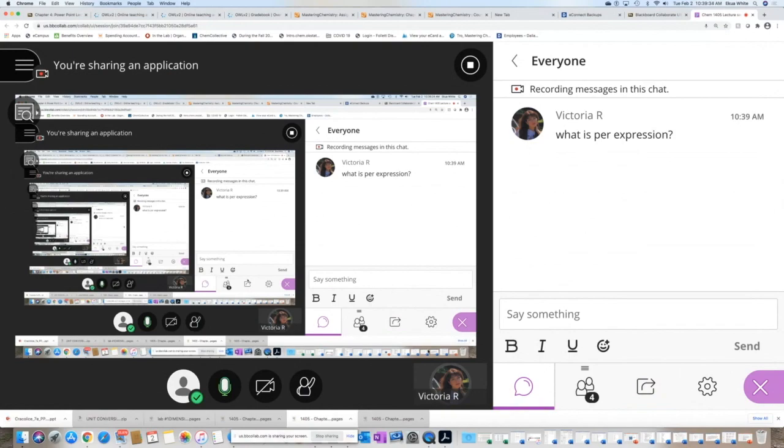The per expression is a conversion factor. It is the same thing.